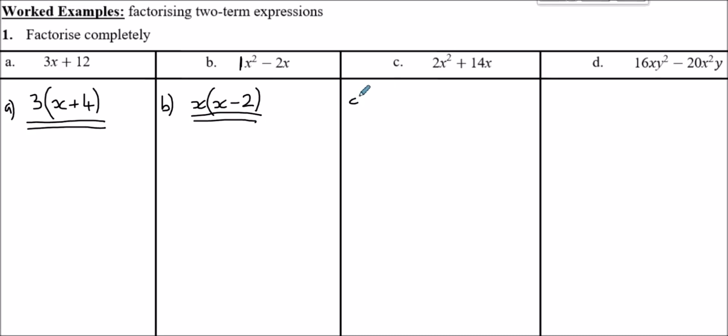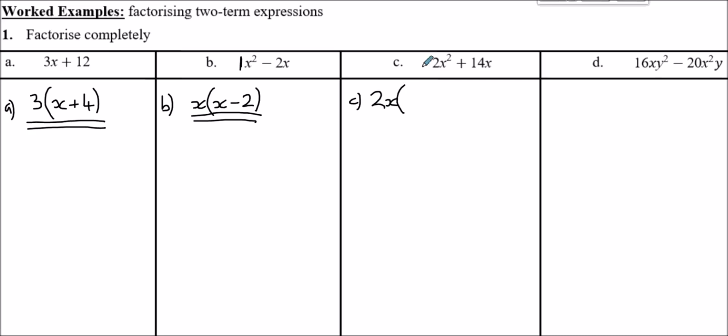For C, do the numbers first, the coefficients. We've got 2 here and 14 there. So what's the highest common factor of 2 and 14? It's going to be 2. Next, think about the letters. We've got x's in each, but only one x over here, so the highest common factor for both terms is just an x. We've got all the common factors exhausted, so now we put the brackets in.